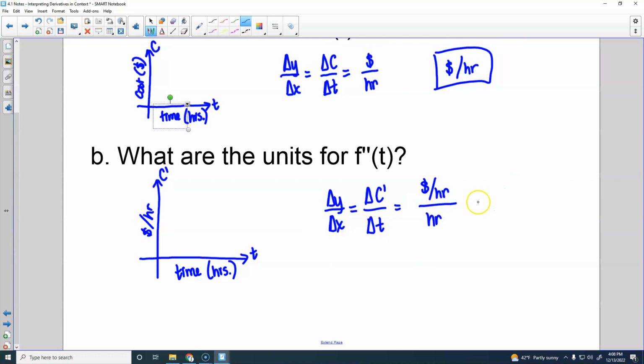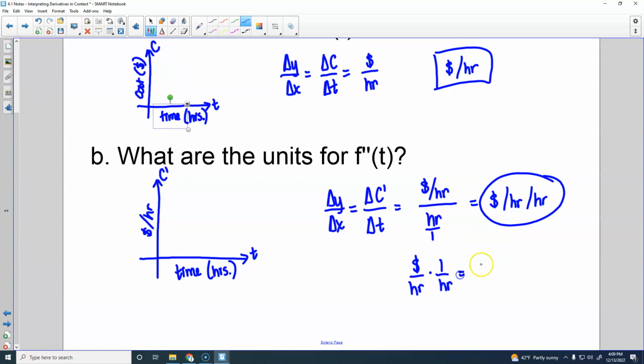Now you can leave it like this, just write dollars per hour. That is okay. Or if we put hours over 1, we could do dollars per hour times 1 over hours, because dividing fractions is easy as pie. We flip the second and multiply, and we would get dollars per hour squared. So these are equivalent to each other. You can write it either way for this answer.